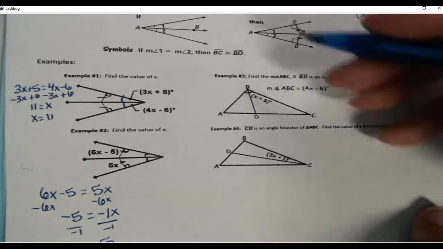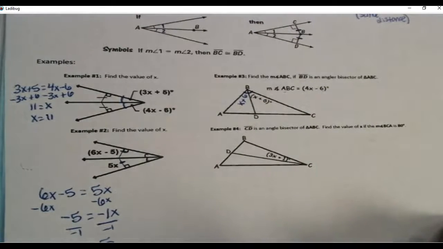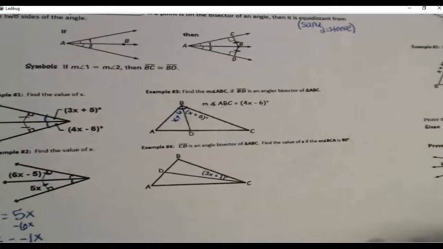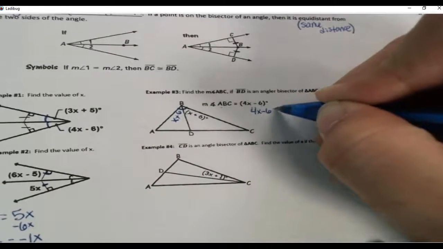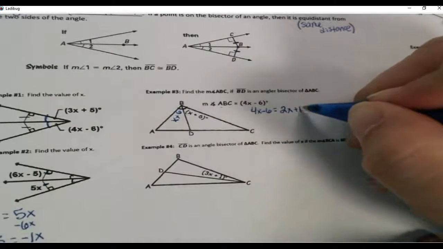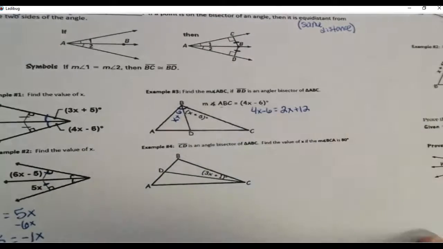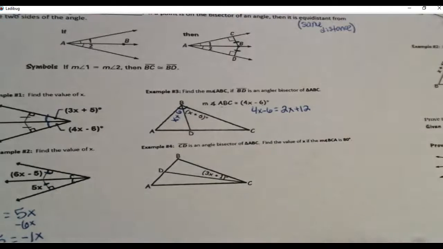But if this is x plus 6, this side is x plus 6, because they're equal. So then I can say the two smaller angles add up to be the bigger angle. So 4x minus 6 equals 2x plus 12. I just add x plus x is 2x, 6 plus 6 is 12.